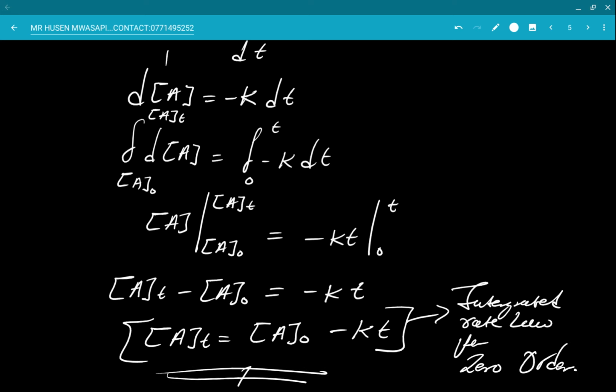Don't forget, we can do the same thing for the remaining orders in order to know what their integrated rate law is going to be. So if we want, we can look at the first order. Remember, rate is equal to what? Rate expression. So let's do it for the first order.